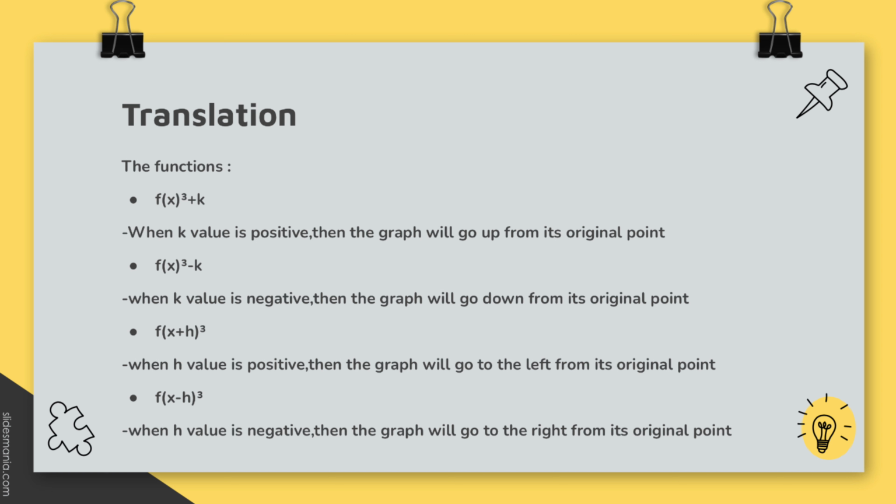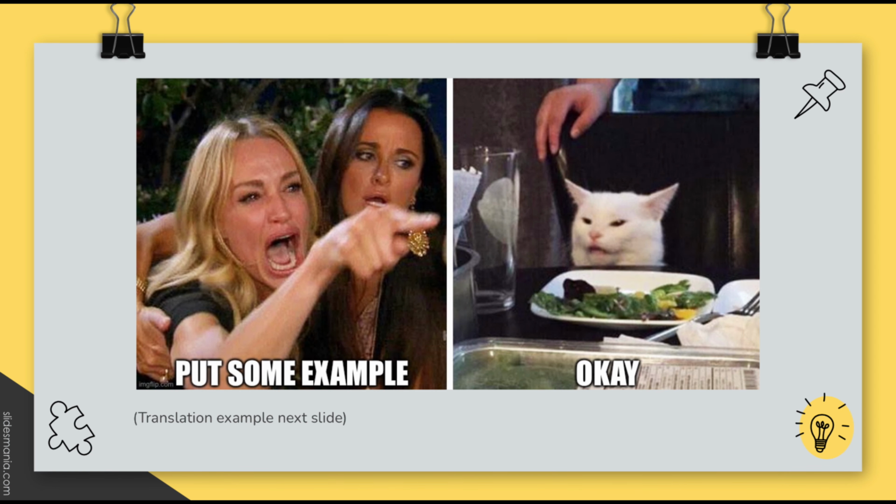Third is f in a bracket x plus h to the power of 3, where when h value is positive, then the graph will go to the left. Fourth is f in a bracket x minus h to the power of 3, where when h value is negative, then the graph will go to the right. Here are some examples. Very simple.